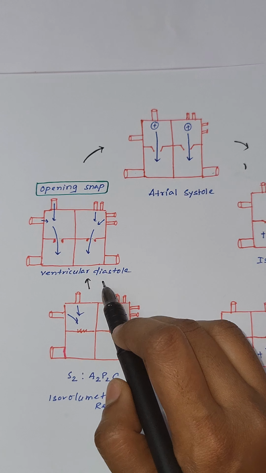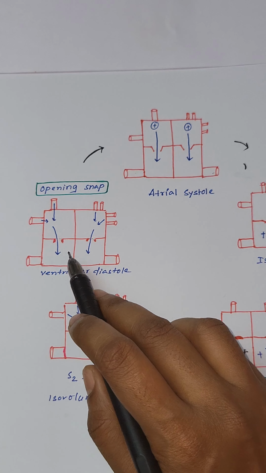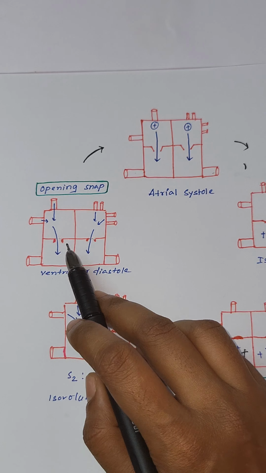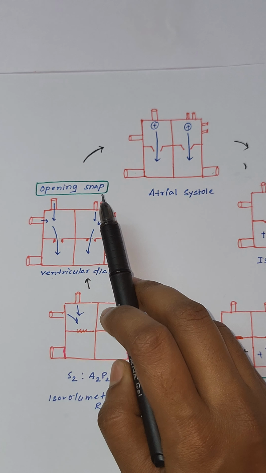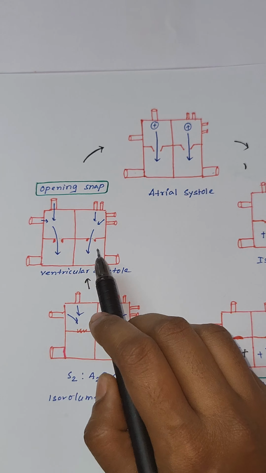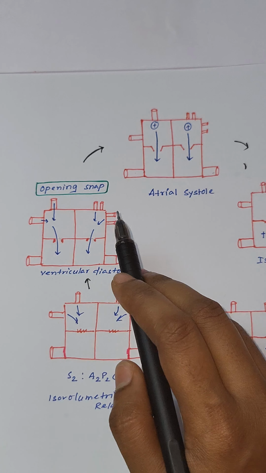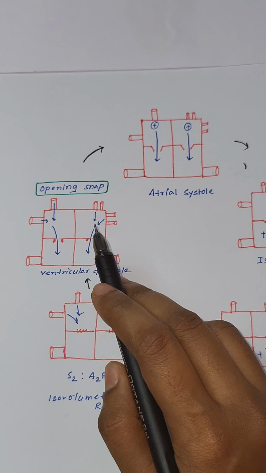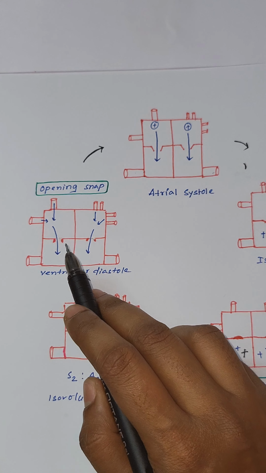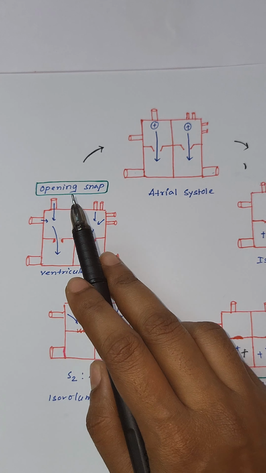Lastly, in the ventricular diastole, the blood enters into the ventricle and the opening of the mitral valve and the tricuspid valve are called opening snap. As there is a decreased pressure in the ventricles and blood is free flowing from the outside into the atrium, then the opening of the mitral and the tricuspid valve happen and it is called opening snap.